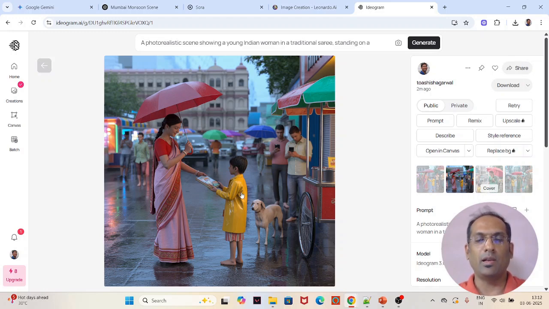The sari, red umbrella, yellow raincoat. A dog is not really sitting under the food cart, he's standing there, but people in the background are using smartphones. There's a small reflection of light here. So here I think this is better than the first image, but the photorealism part of the parameter is not very well in this particular image. In fact, that is a problem with all the images that I got from Ideogram.